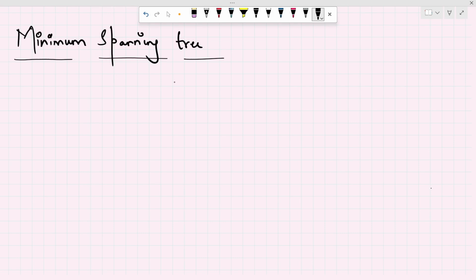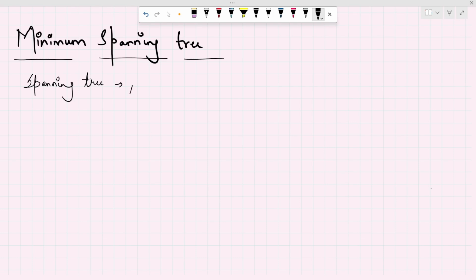First of all we have to understand about the spanning tree. So what is a spanning tree? A spanning tree is basically a connected subgraph.